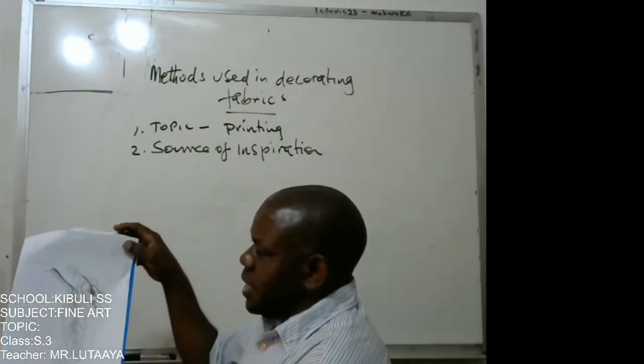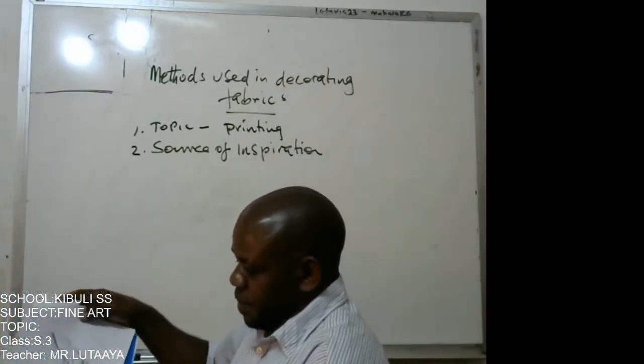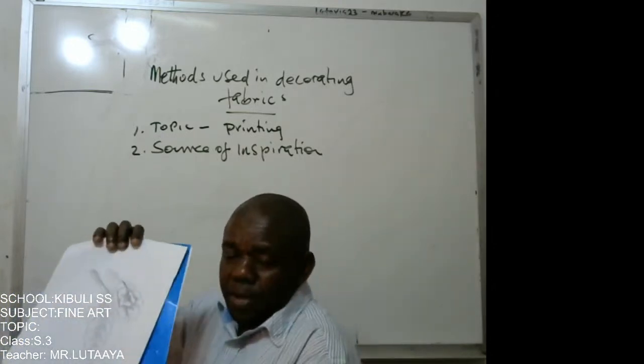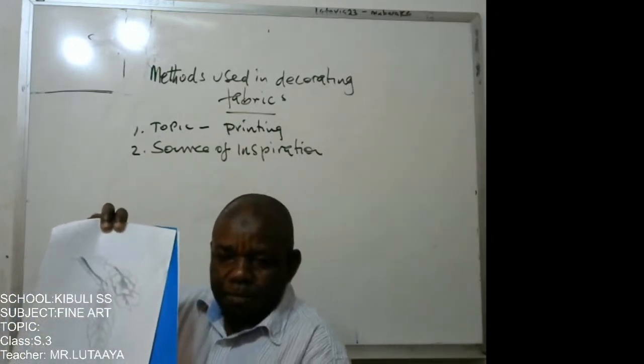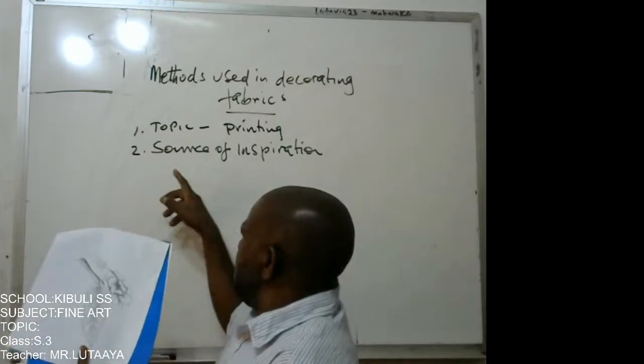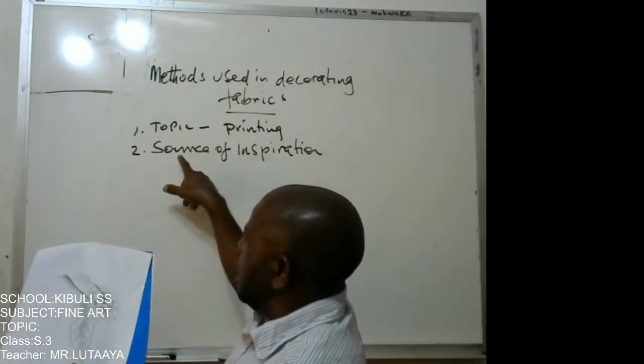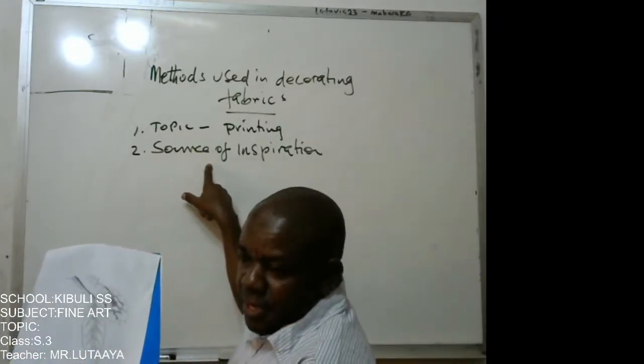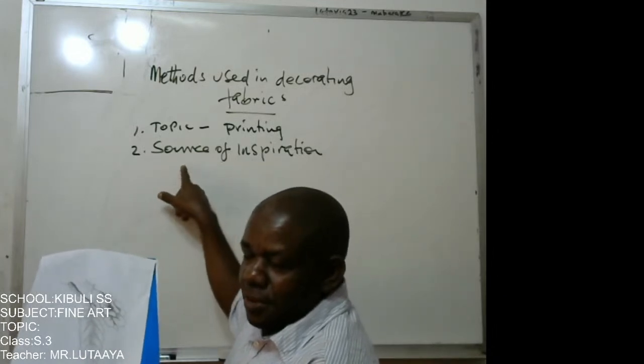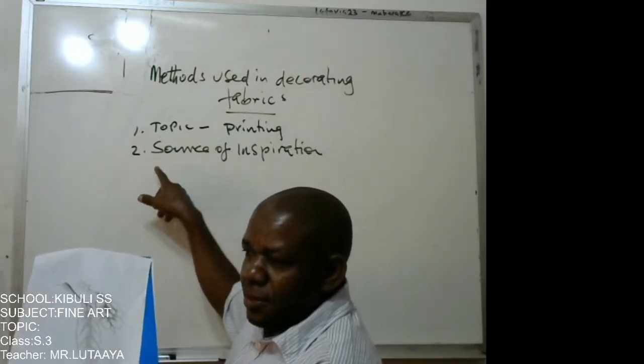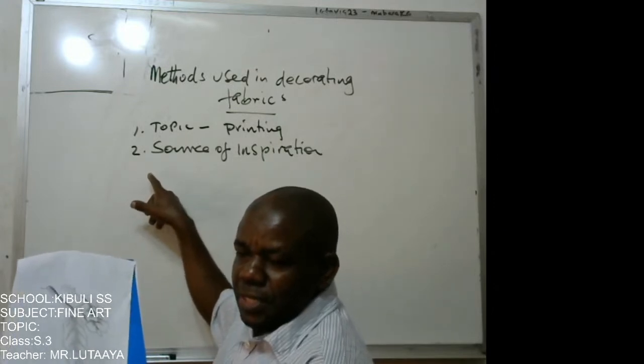We can use this A4 size. This is called the A4 size paper. Then this can be, we call it source of inspiration. You can name it. This is a hibiscus branch. You can call it a fruit. You can call it fish. You can call it an animal. You can call it a bird.